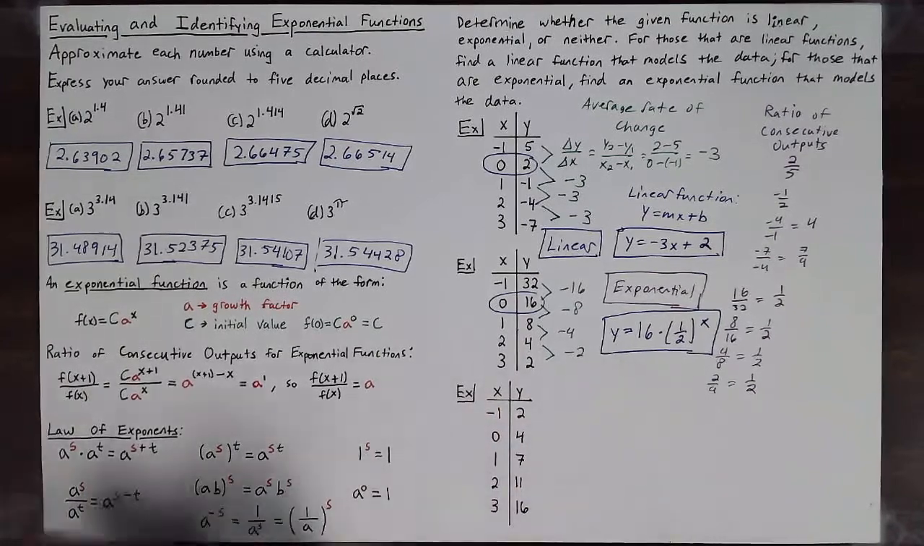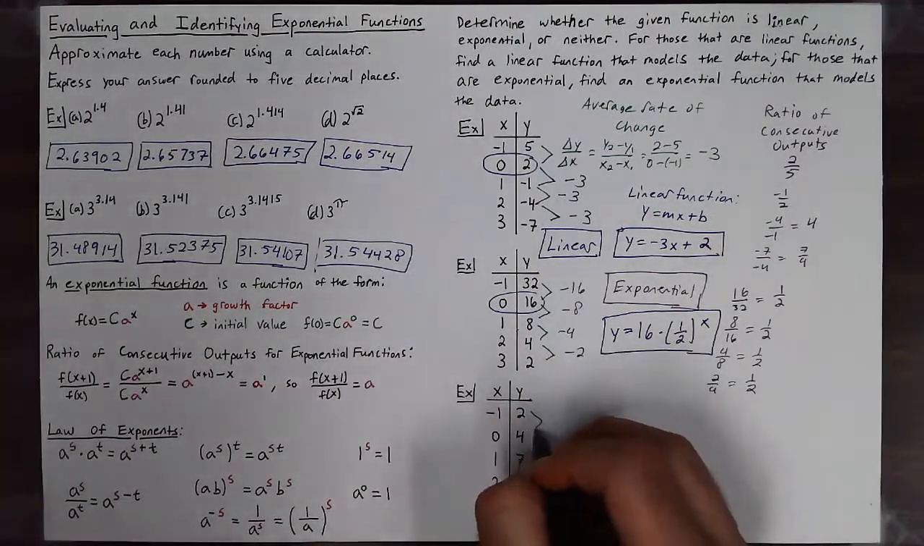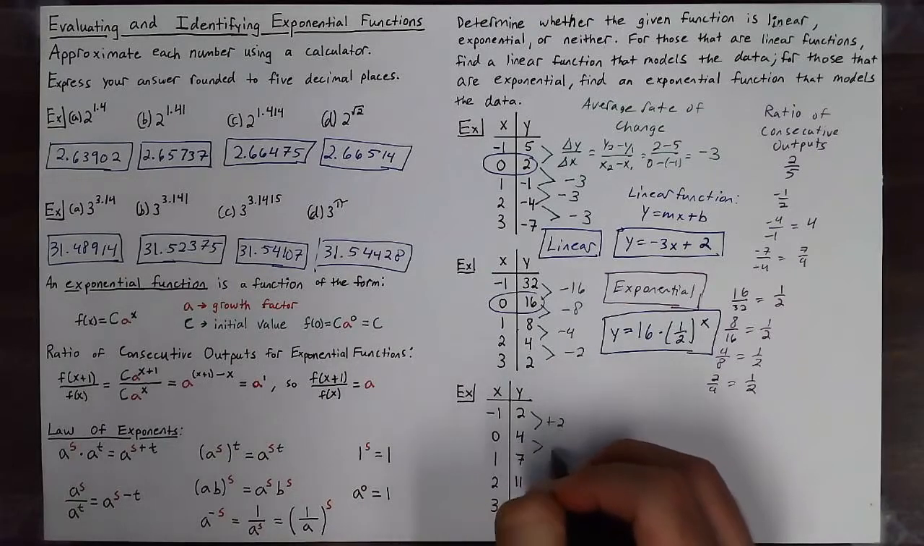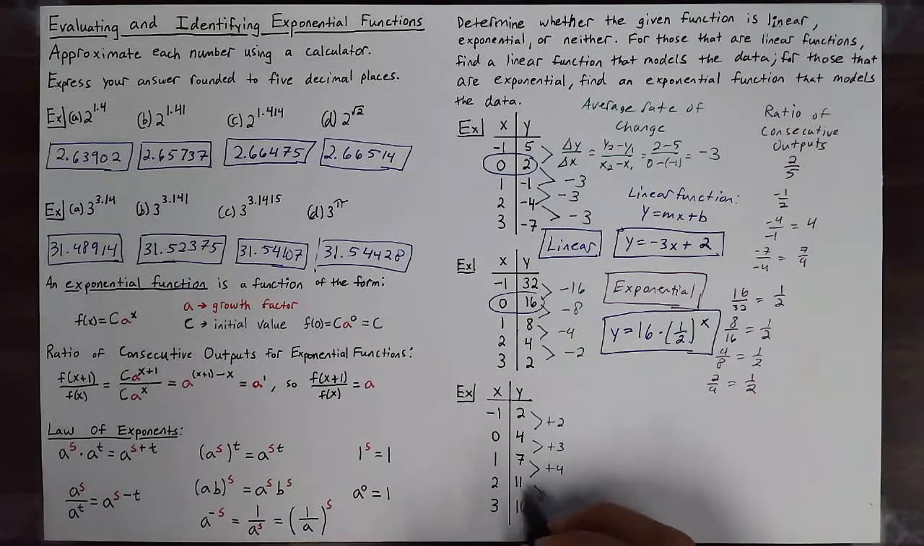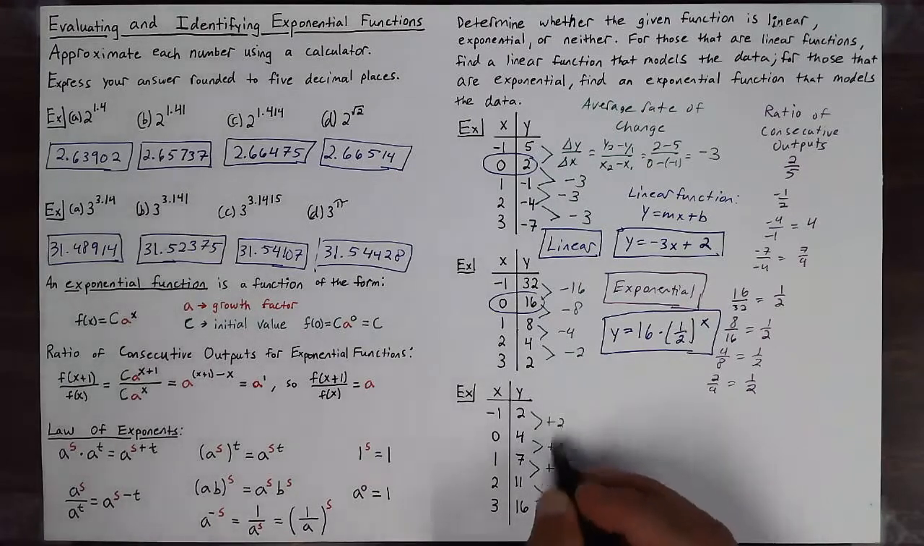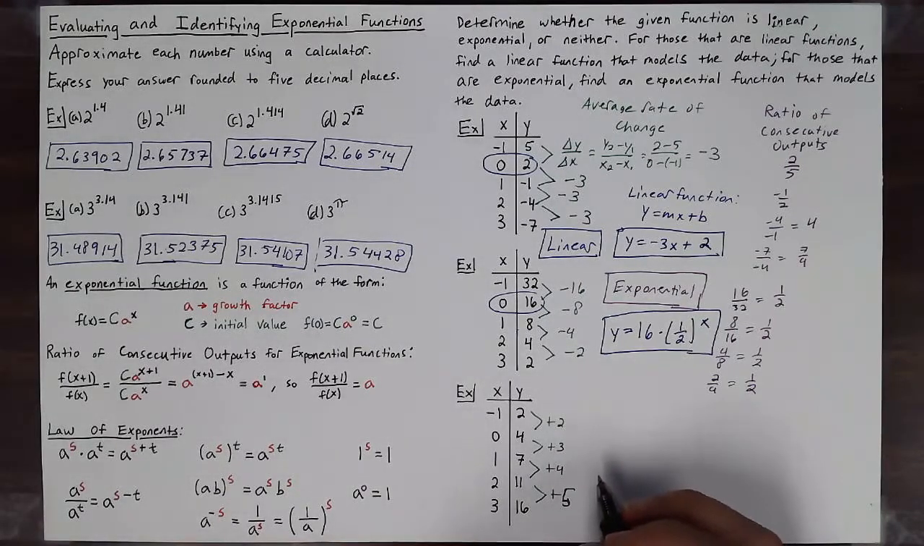We have from 2 to 4, that goes up by 2. From 4 to 7 goes up by 3. So those slopes between these points are 2, 3. Then from 7 to 11, it goes up by 4. So slope of 4. 11 to 16 goes up by 5. So a slope of 5. None of these are constant, so it's not linear.